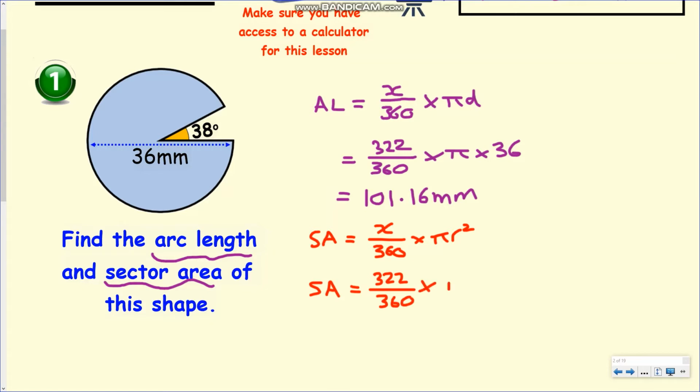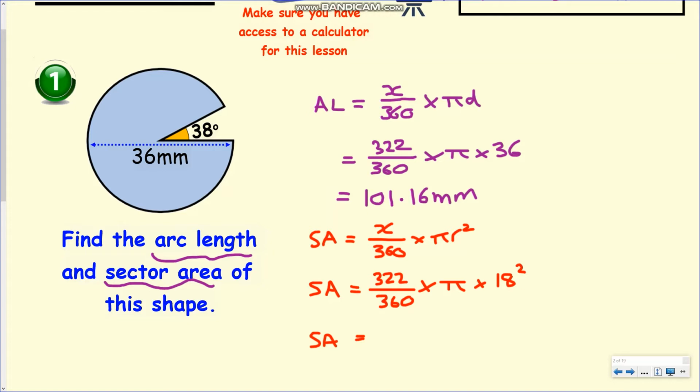I'm multiplying that by pi and multiplying that by half of 36, which is 18 squared. Remember, the radius is half the length of the diameter, so if the diameter is 36, the radius is half of that, which is 18. Finally, finishing this off, I'm just going to type into the calculator again, 322 divided by 360 times by pi times by 18 squared.